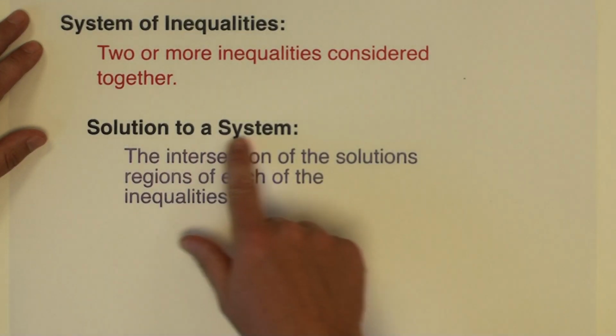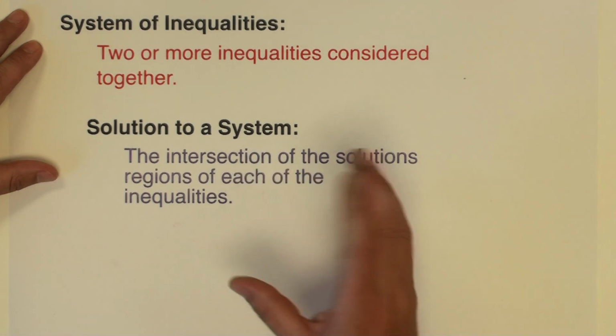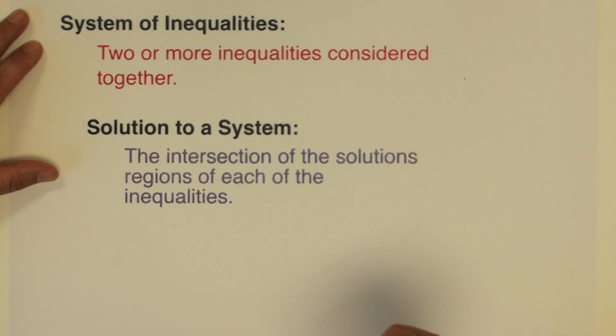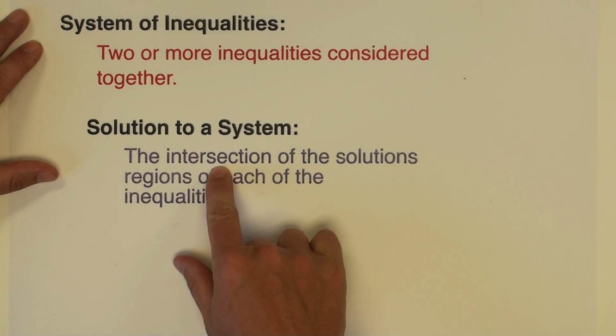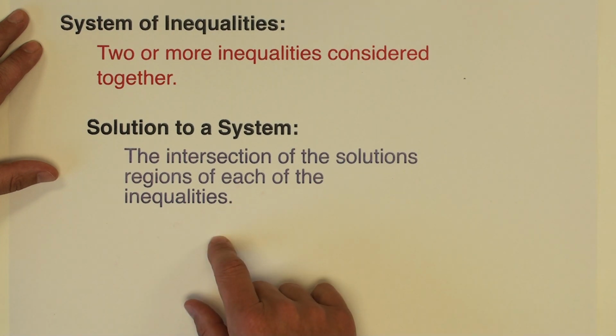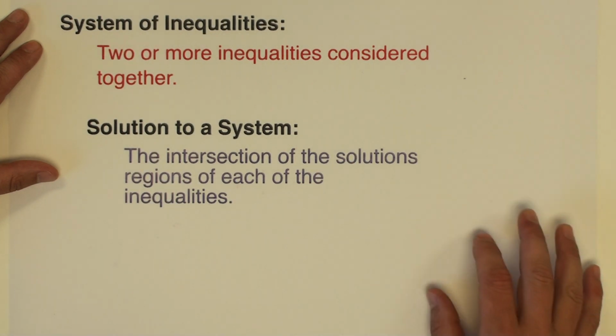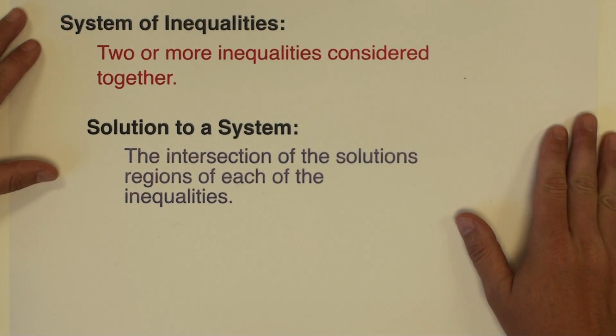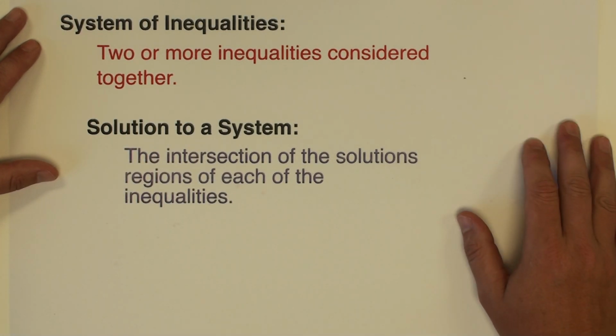And our solution to the system, it's kind of like an and statement compound inequality, right? We want to look for the intersection of the solution regions of each of the inequalities. Okay, so I've got a few problems to walk us through this so you can see exactly what we mean here by system and solution to these systems.